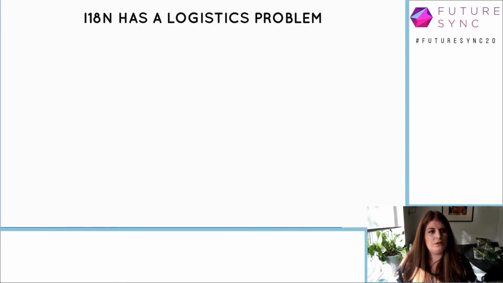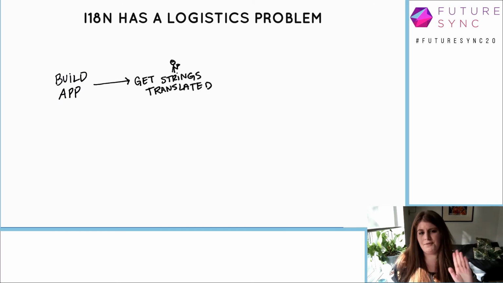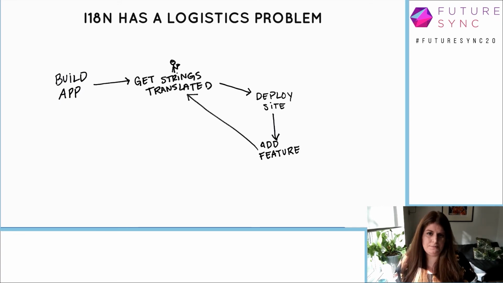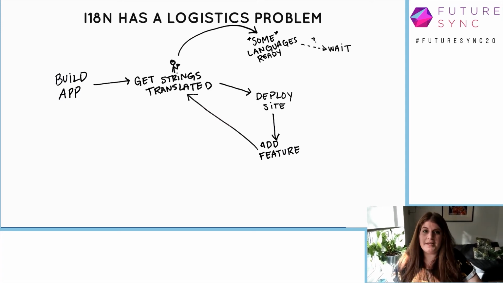For example, imagine you build an app or a website or whatever, and then you get your strings translated by like a friend who's a translator, and then you deploy your site. Great, you're done. But once you're live, what happens if you want to add a feature? You have to get your strings for the new feature translated too. So what if you have multiple languages and maybe 2 of them come back, but you're still waiting for a third one? Do you wait for the third one? Do you deploy your site with only 2 languages? But what happens to the new feature in the third language?